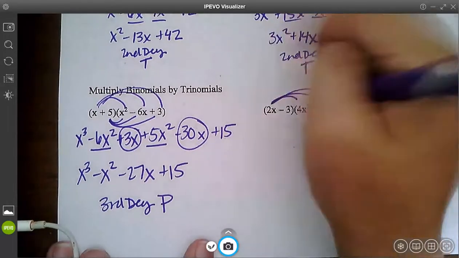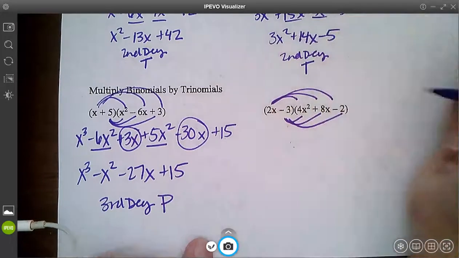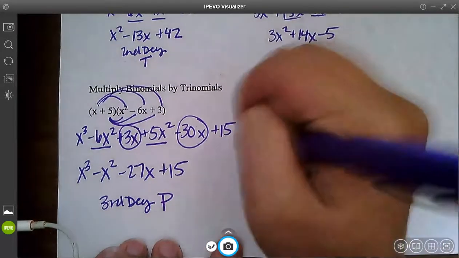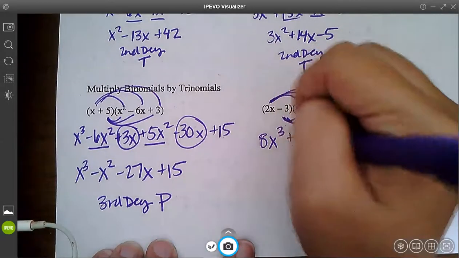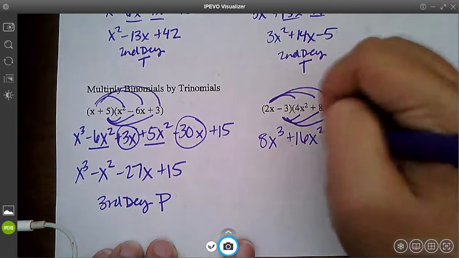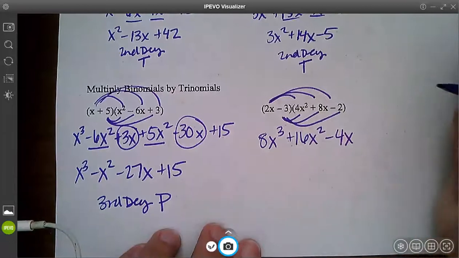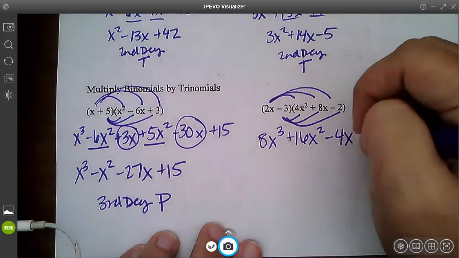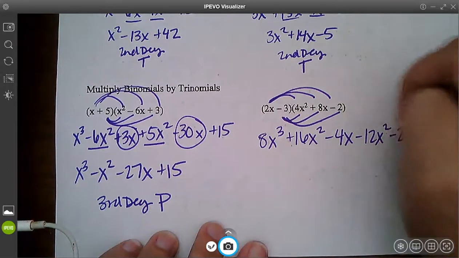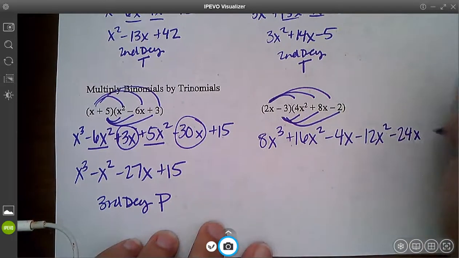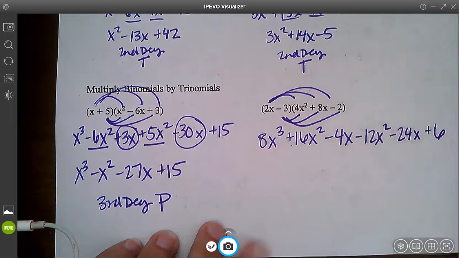And then the last one, 2x times 4x squared is 8x cubed. 2x times 8x is 16x squared. 2x times negative 2 is negative 4x. Negative 3 times 4x squared is negative 12x squared. Negative 3 times 8x is negative 24x. Negative 3 times negative 2 is positive 6.